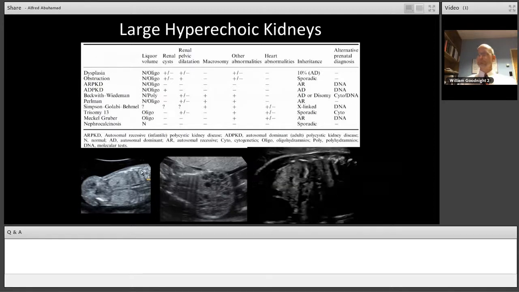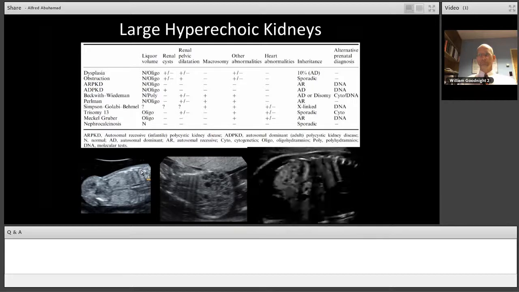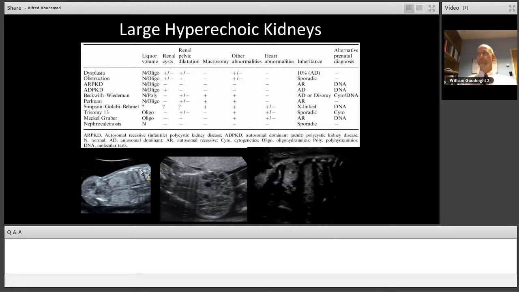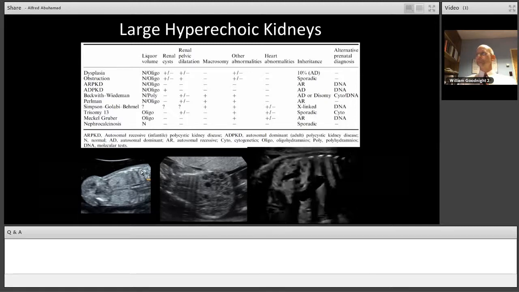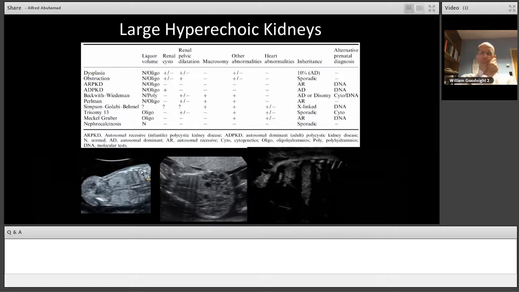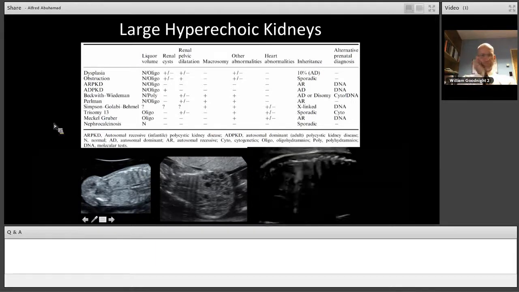Now, if you have a large hyperechogenic kidney, what do you do? How do you manage those patients? This is not an uncommon finding, actually. So here's a list. I put this table here. Sorry, I did not reference the study, but I think this is prenatal diagnosis, 2011. I put the table here to show you what the differential diagnoses are.